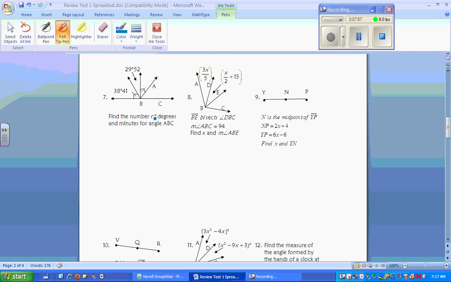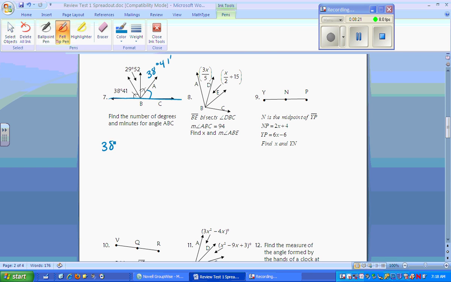Number 7. Find the number of degrees and minutes for angle ABC. So we want this angle right here is what we're looking for. Well, what do we know? This one is a straight angle. So this plus this plus this plus this all has to equal 180. Well, looking at it, what do these markers mean here and here? They're the same, so I could also consider that this angle here is 38 degrees 41 minutes.